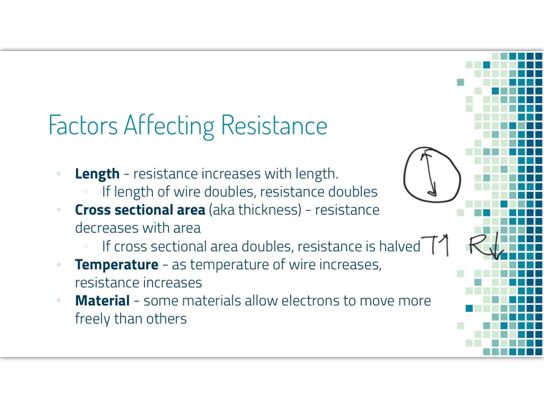Temperature. As the temperature of a wire increases, resistance also increases. Material. Some materials allow electrons to move more freely than others. So a better conductor is really what we're looking at here.